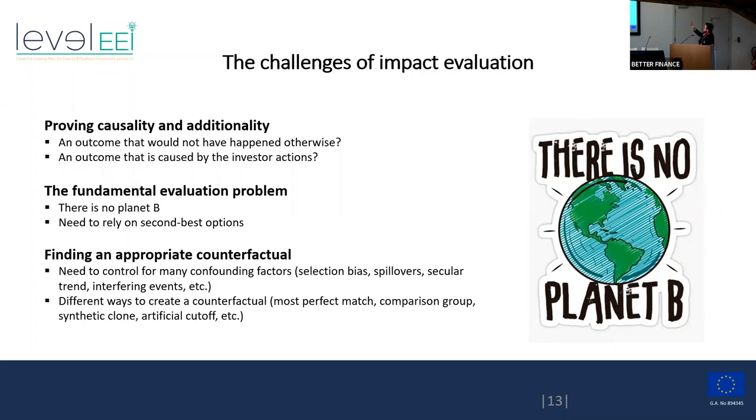And finally, you can use artificial cutoff. Let's say you are a bank providing loans, to see if your green loans have a positive impact. You can create an artificial rule like, I will provide green loans only to companies below a certain market cap. And then you observe the decarbonization pathway for companies above the threshold and below the threshold, because they are very similar. One is just one step above the threshold, while the other is one step below. So they look very similar, and then you can observe the different pathways. So there are many ways to do this. And the evaluation experts are pretty easy with those methods. I'm not super easy with those, but evaluation experts are.